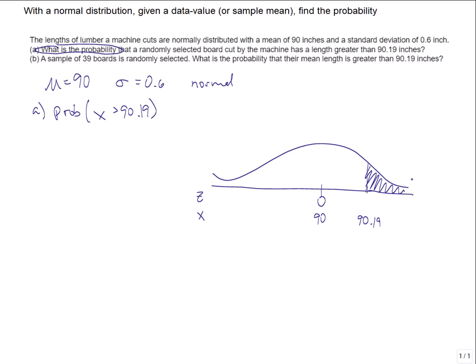Now we go to the next step, which is to do the calculation. What's the first thing we have to calculate? The first thing we have to calculate is this missing z-score. So what's the z-score? Z equals x minus mu over sigma. The x value was 90.19, the mu was 90, and sigma was 0.6.